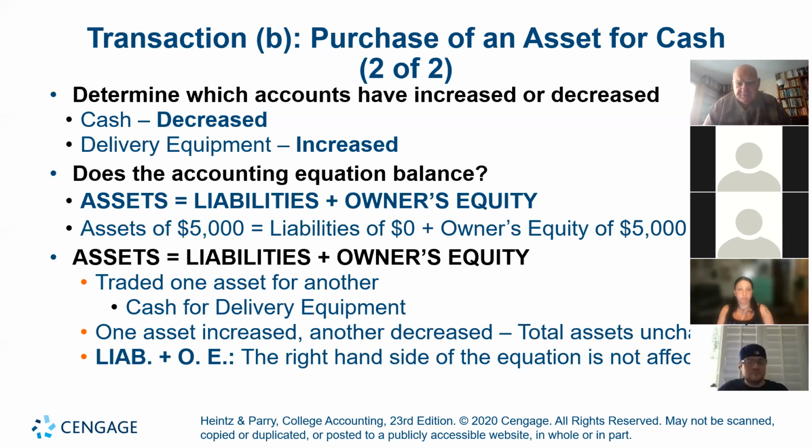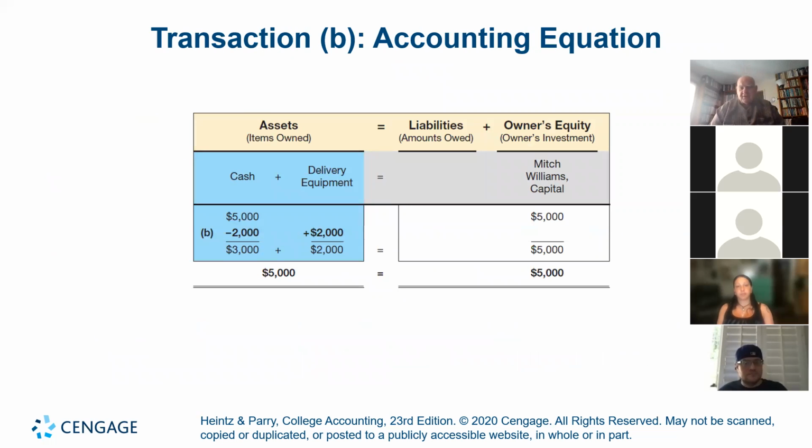So what we really did was exchange one asset for another. We bought equipment for two grand and we paid cash. So now take a look at your accounting equation. The cash has gone from 5,000 down to 3,000, but we still have the same number of assets because another asset went up to offset that, and our accounting equation is still in balance.